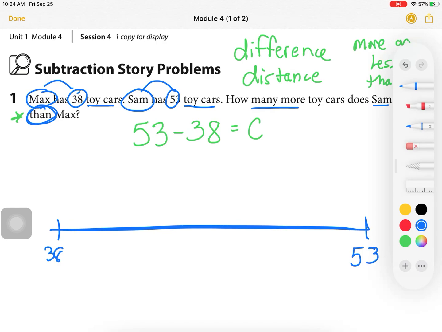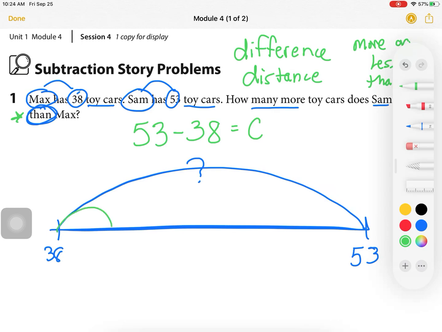So now I can try to find this missing jump, this big jump between 38 and 53. So if you've been tuned in and in the green zone lately, you've noticed that we've been doing a lot of jumping by friendly numbers, getting to friendly numbers, and then adding the rest. And that's what I'm going to do here.